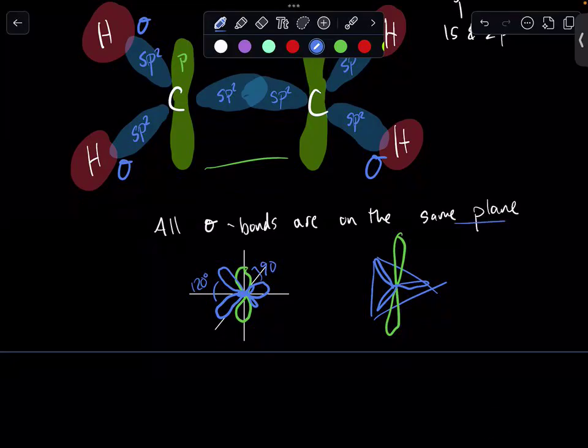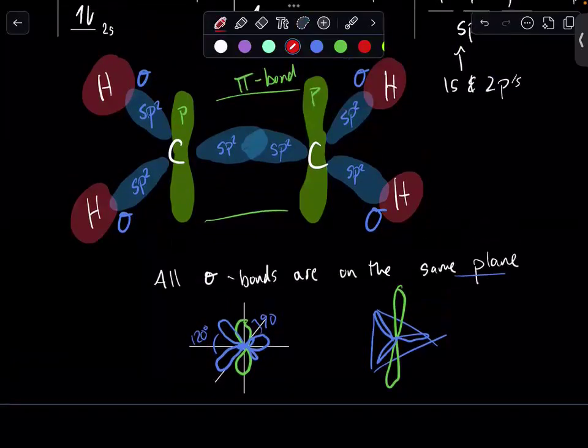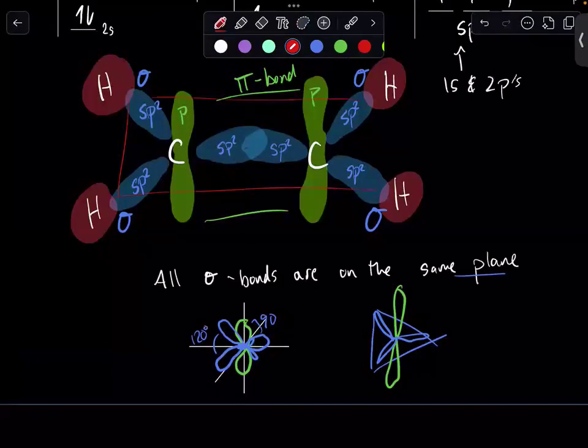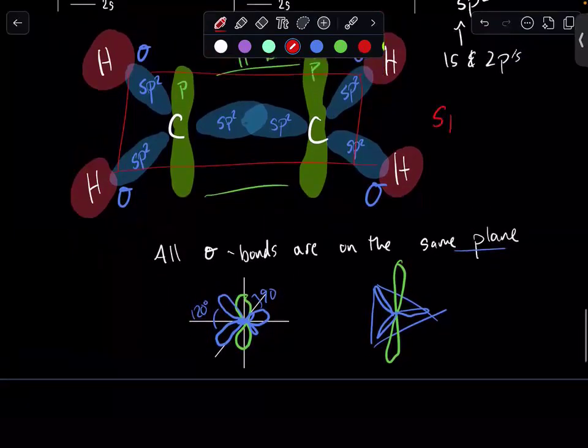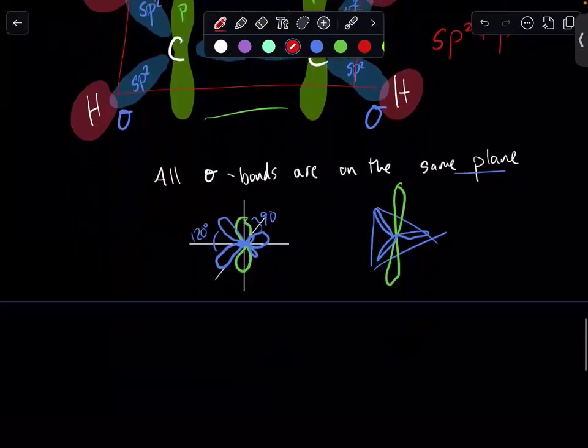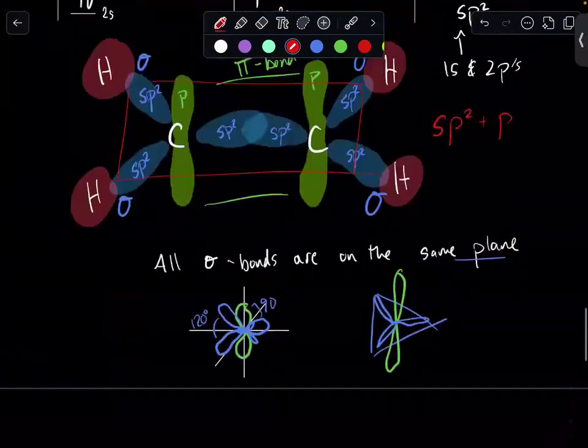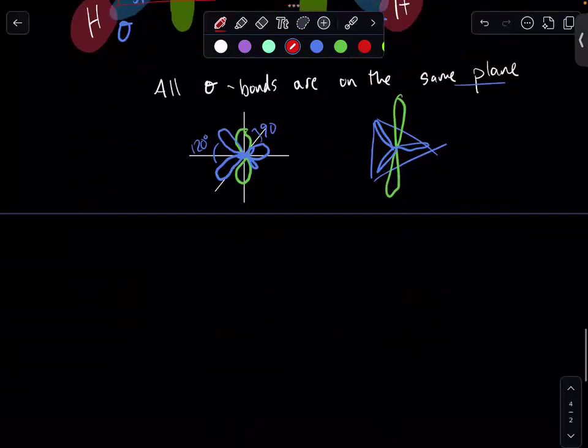So we have all these on the same plane. We can see that here where these are all on the same kind of horizontal plane with the p going up and down our z-axis. So this bonding right here is sp2 plus p. All right, so that is sp2 hybridization.